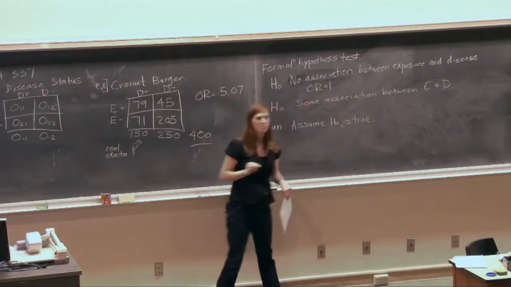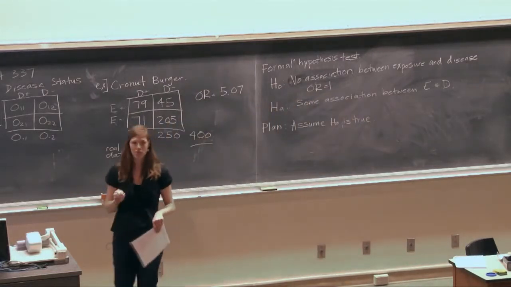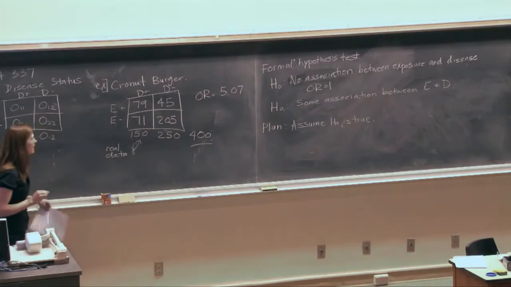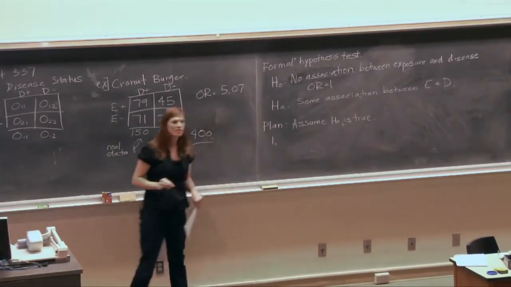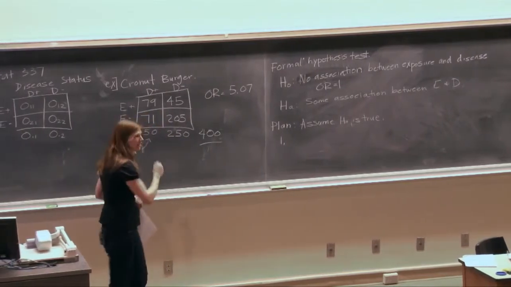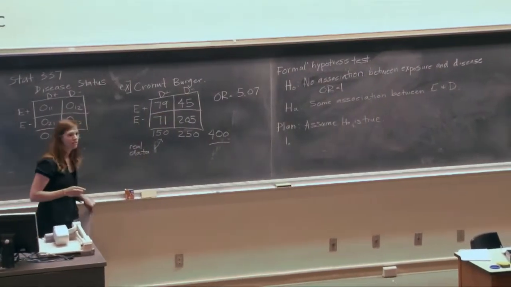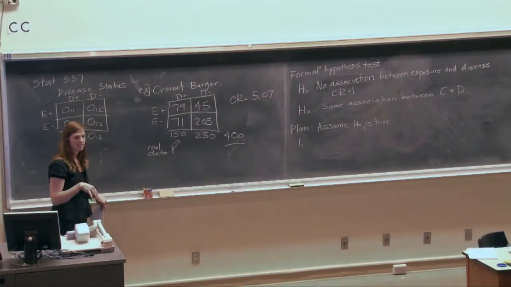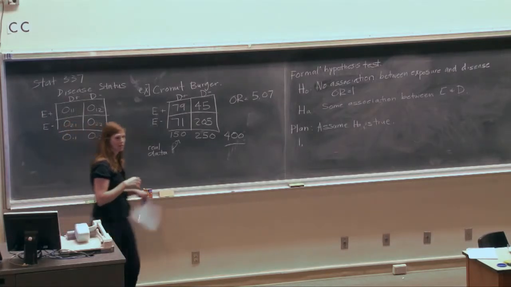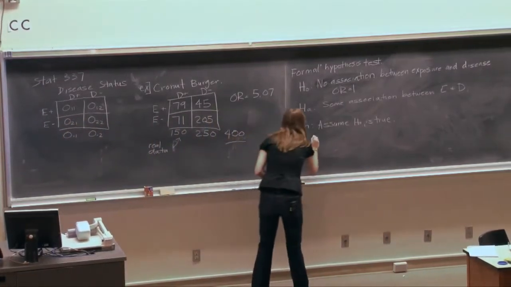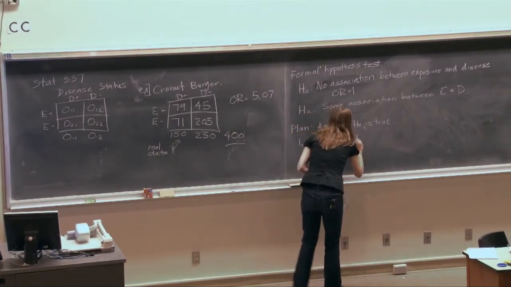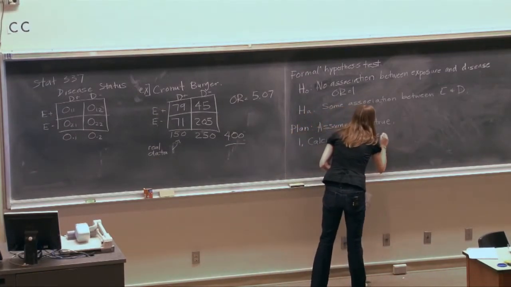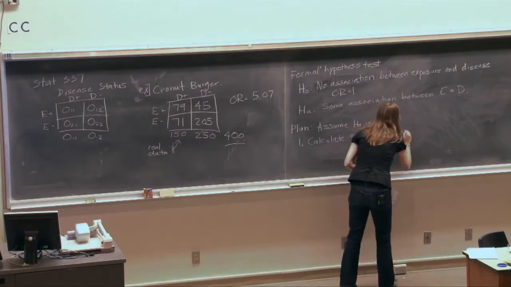I'm going to assume the null hypothesis is true, and the data is going to have to prove me wrong. That's the way that I'm going to work. And the first step is I'm going to calculate a new version of this table with expected cell counts under the null hypothesis. So we're going to calculate the expected frequencies.